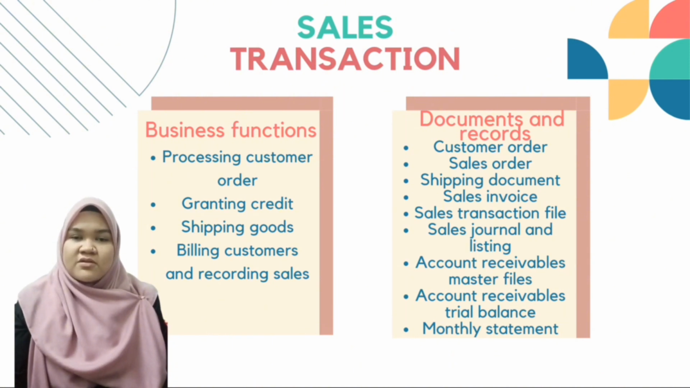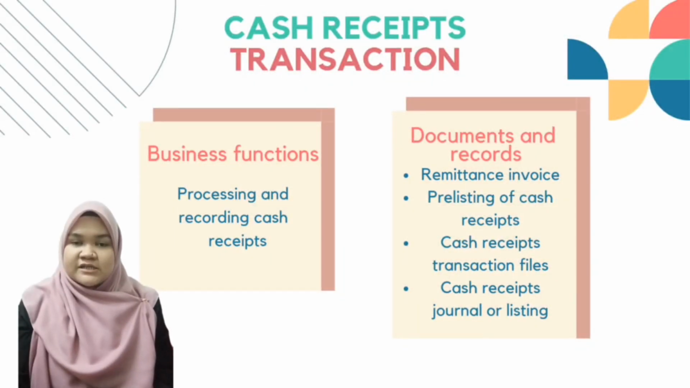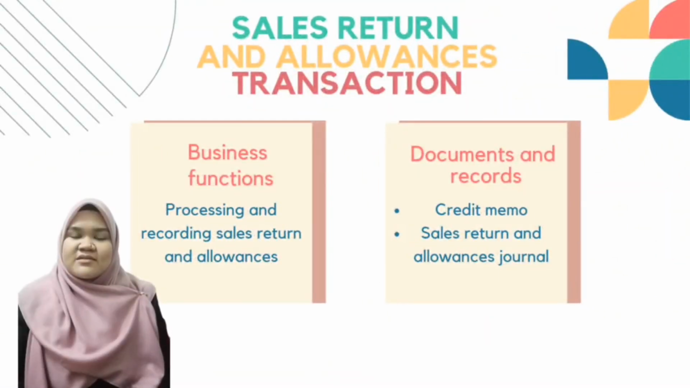document, sales invoice, sales transaction file, sales journal and listing, account receivable master file, account receivable trial balance, and lastly, monthly statement. Next is the cash receipts transaction. The business function is processing and recording cash receipts. The documents and records related under this transaction are remittance advice, prelisting of cash receipts, transaction files, and cash receipts journal or listing.